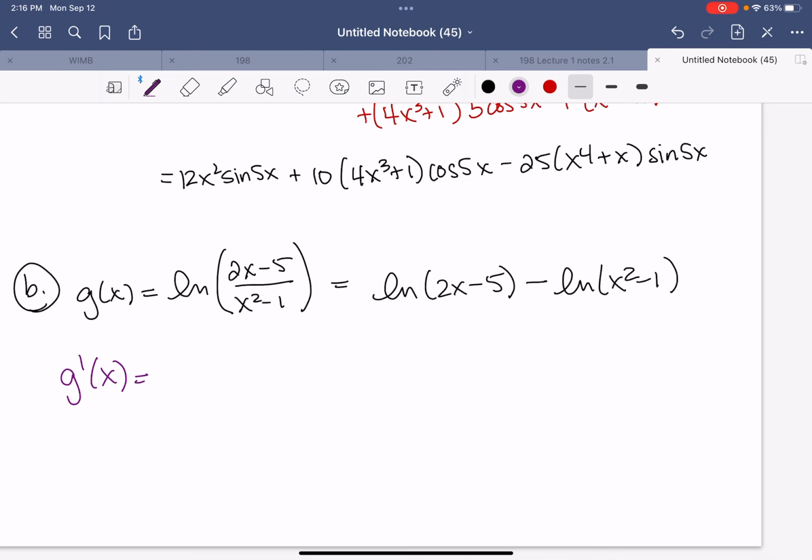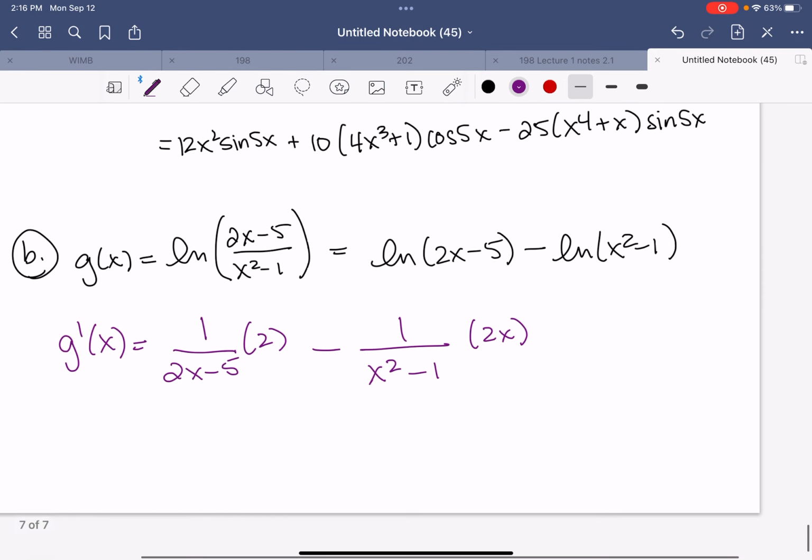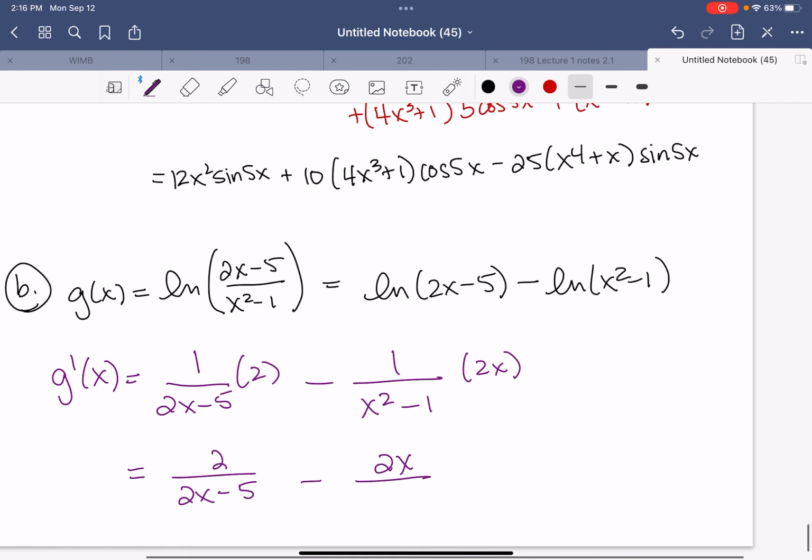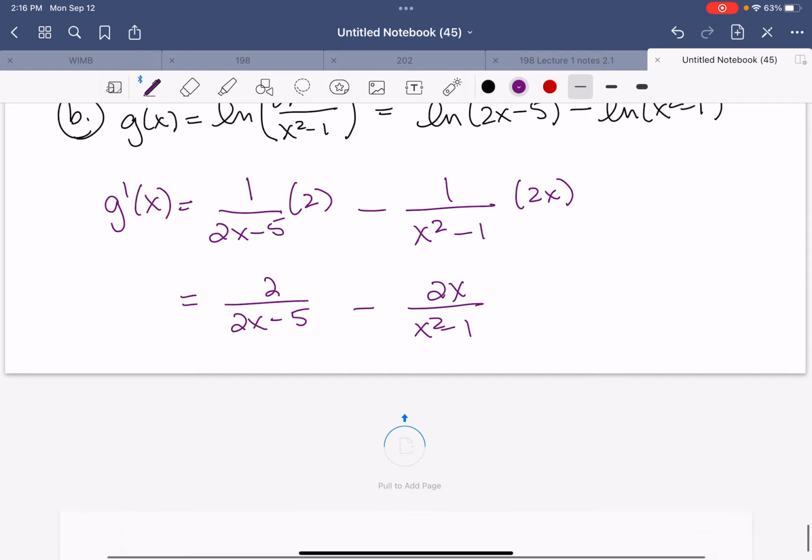So the derivative of the natural log of anything is 1 over that thing, so 1 over 2x minus 5, times the derivative of what's inside, which is 2, minus 1 over x squared minus 1, times the derivative of what's inside. And that leaves me with 2 over 2x minus 5 minus 2x over x squared minus 1. So that's my first derivative.